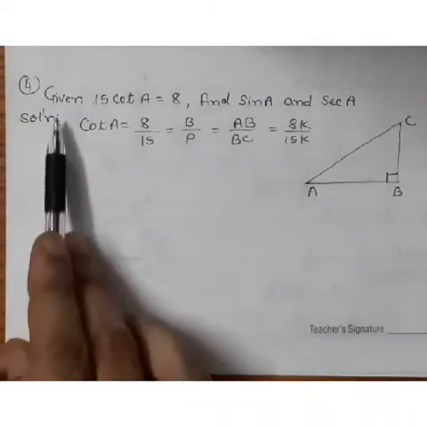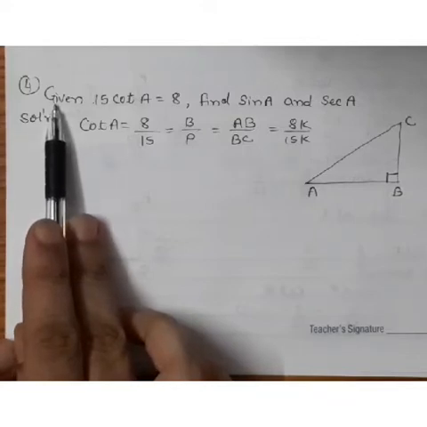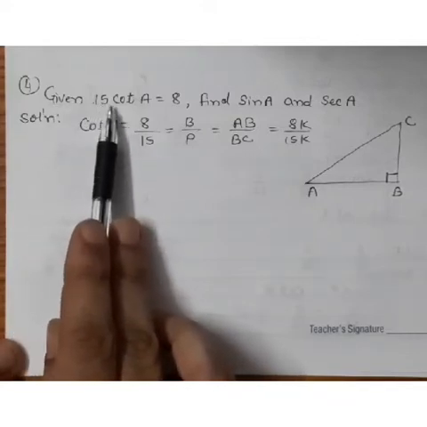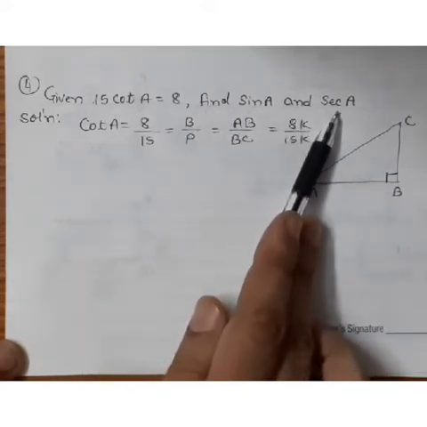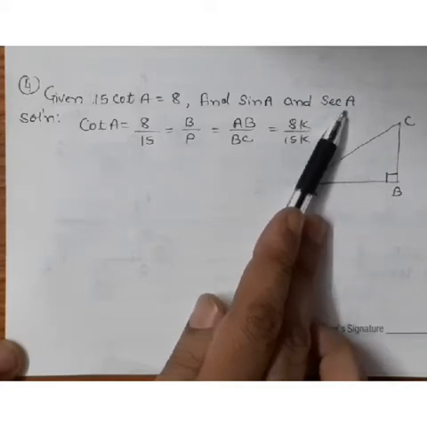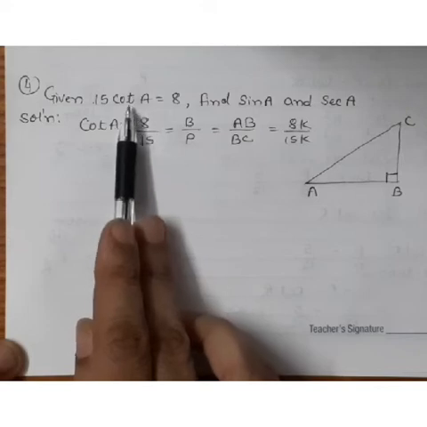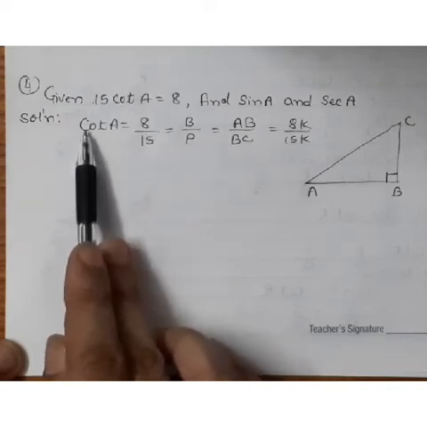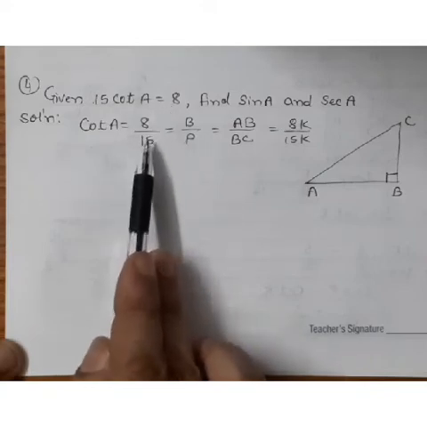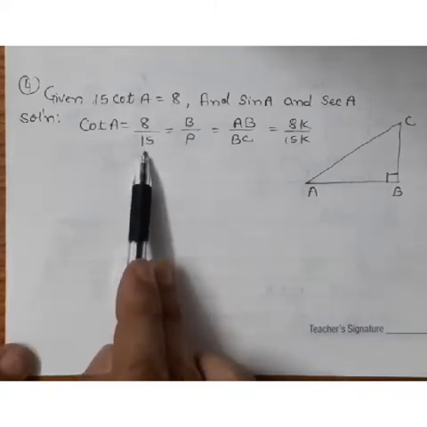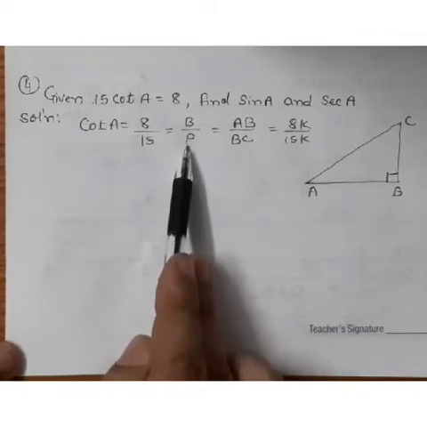Yes, the next question number 4. It is very good question again. NCERT 8.1 exercise question number 4. Given that 15 cot A is equal to 8, you have to find sin A and sec A. Okay. So 15 cot A is given. First of all, you find clear value of cot A. It means you have to divide that side. So this will be 8 upon 15. And what is meaning of cot? It is base upon perpendicular.